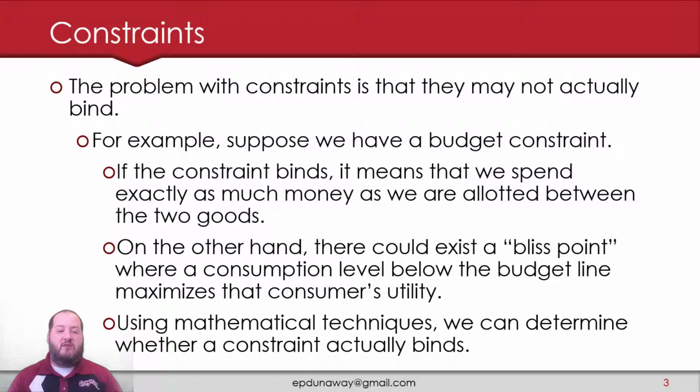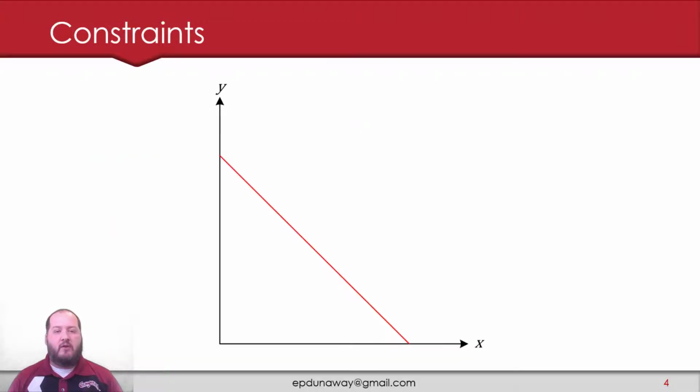The good news is we can use some mathematical techniques and figure out whether or not a constraint will actually bind. Here's an example of what I'm talking about. Let's suppose we had a budget line right here. With a binding constraint, we would find that our equilibrium bundle of x star and y star was going to lie somewhere along the line itself. It'll be a point on that line. But if we had a bliss point, we could find our equilibrium is going to be right here underneath the line where we don't spend all of our money.